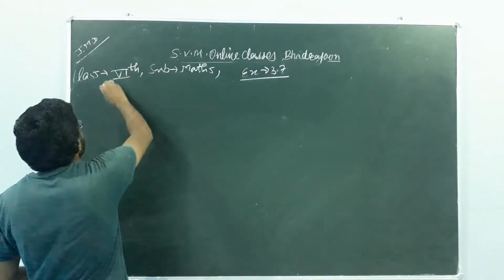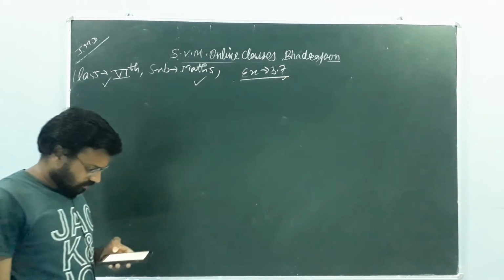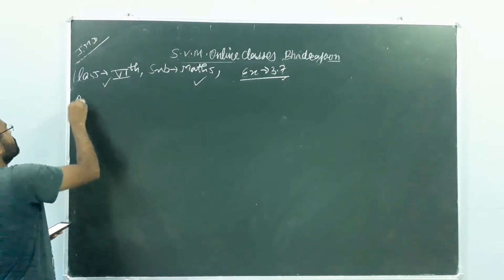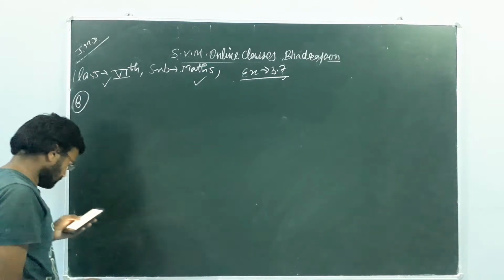Now this is our class 6th and subject math, and our exercise number is 3.7. So our first question of the video is question number 8th. Up to question number 7th I have already taught you in our very previous video. Okay, our question number 8th is what?